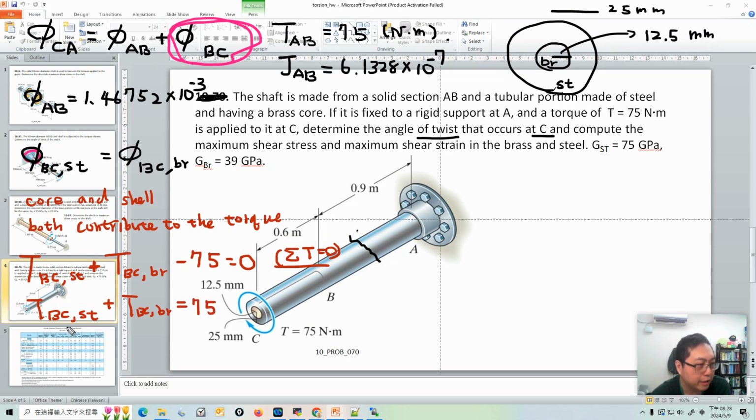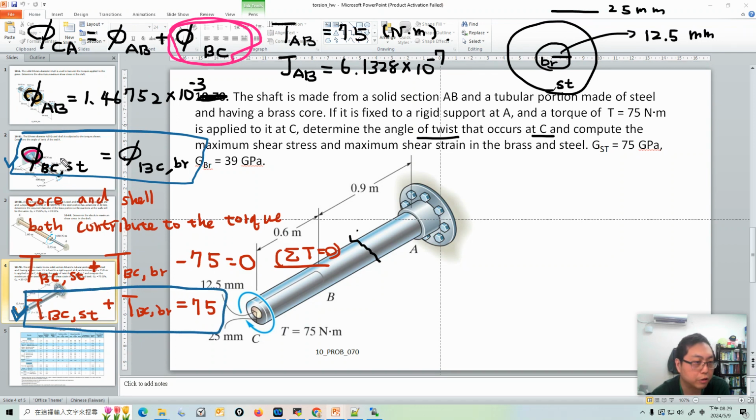Then we will have this condition, and we use this equation and this equation, and then we can solve for phi BC. How? It's really like magic. Let's focus on these two equations. Let's extend this equation here: phi BC steel equal to phi BC brass.